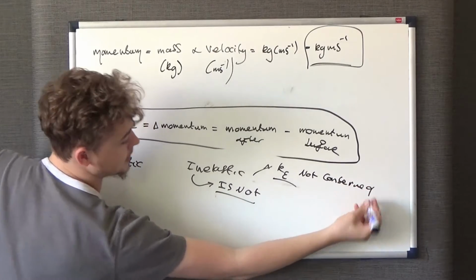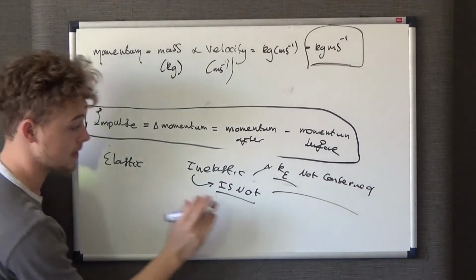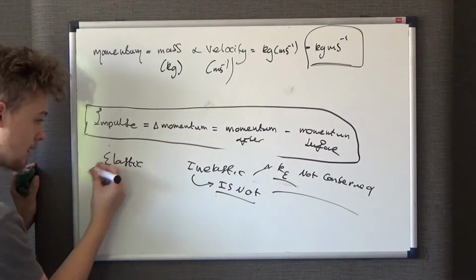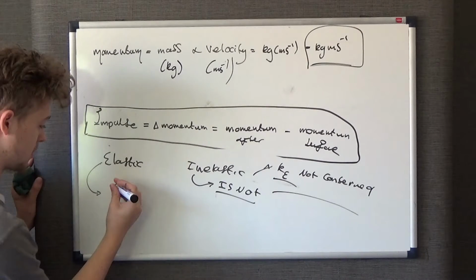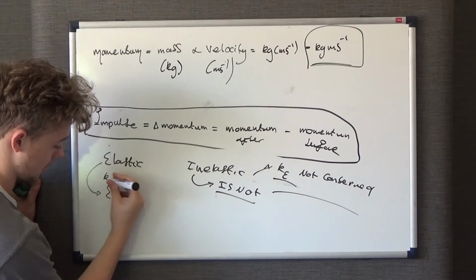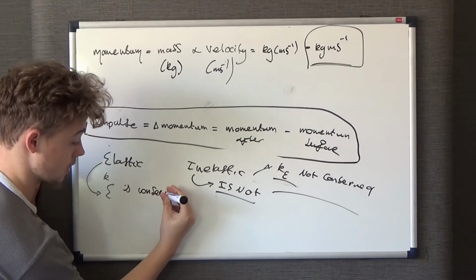So the total kinetic energy before the collision and the total kinetic energy afterwards is not the same. However, in an elastic collision, remember, the other is the opposite, kinetic energy is conserved, or there is no loss of kinetic energy.